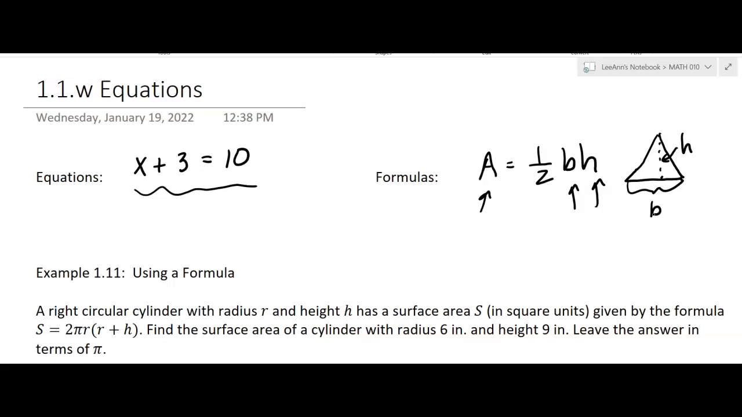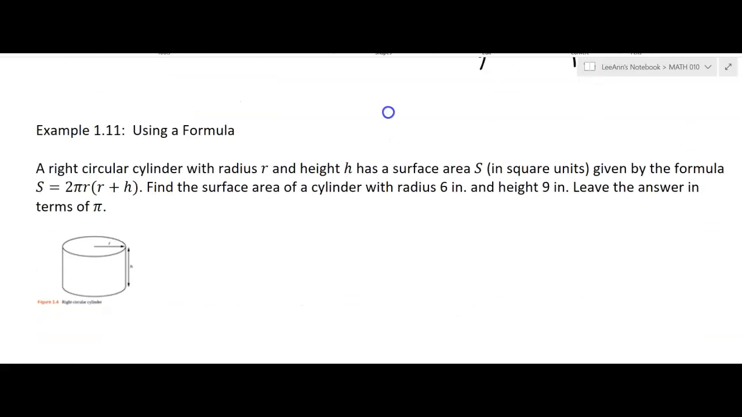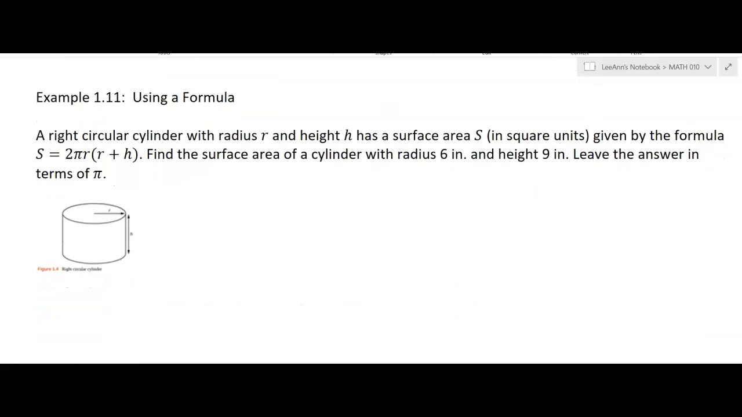Now, if I knew the base and the height, I could figure out the area. If I knew the area and the base, I could figure out the height. And if I knew the area and the height, I could figure out the base. Okay, so we have an example of using a formula.